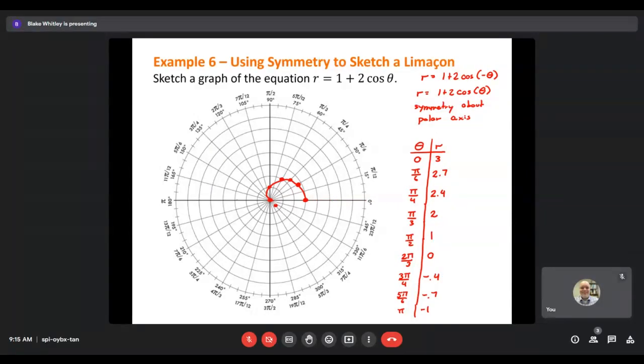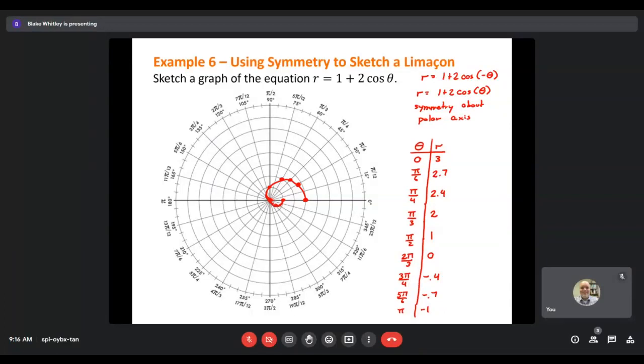5 pi over 6, -0.7. Again, I'm reflecting 5 pi over 6 over to 11 pi over 6. And so we're going to get a point right in here. And then pi, -1. Again, I'm going to reflect that. And so it goes over here at 2 pi or 0 with a radius of 1. And so this curves around, hits these points here, and then goes to there.